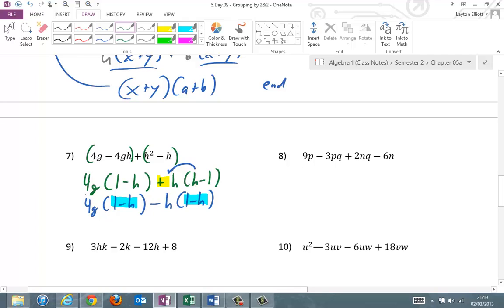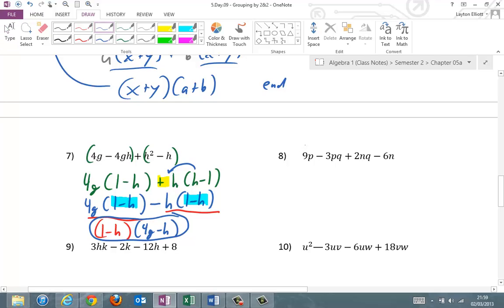Then we're going to do our greatest common factor factoring with this term and pull the 1 minus h out, which is going to leave behind the 4g minus h. This is a fully factored form because you have 2 binomials multiplied together, no pluses or minuses in between the factors.